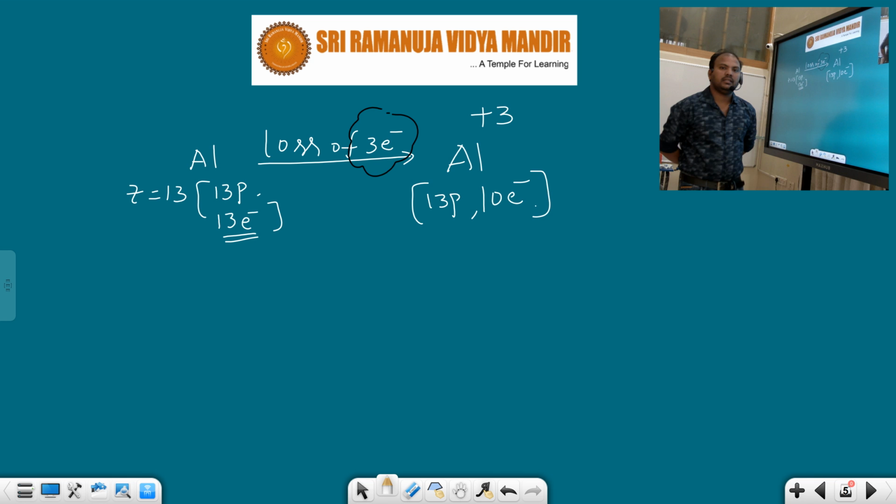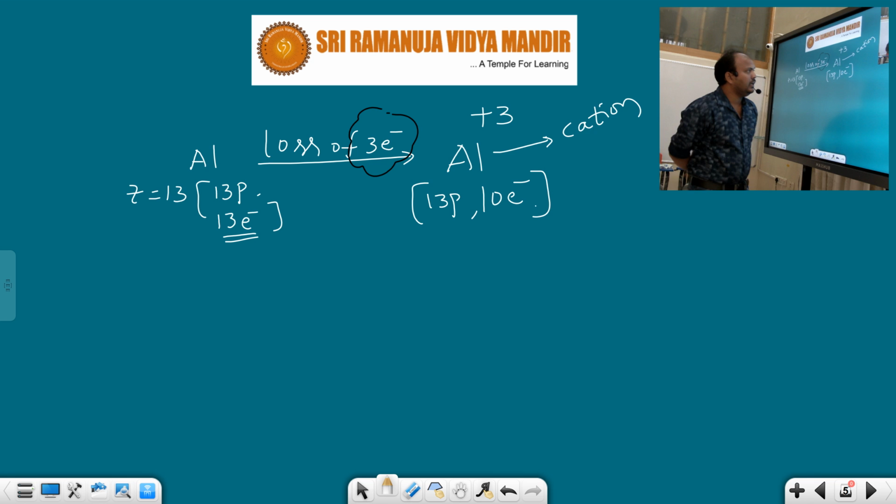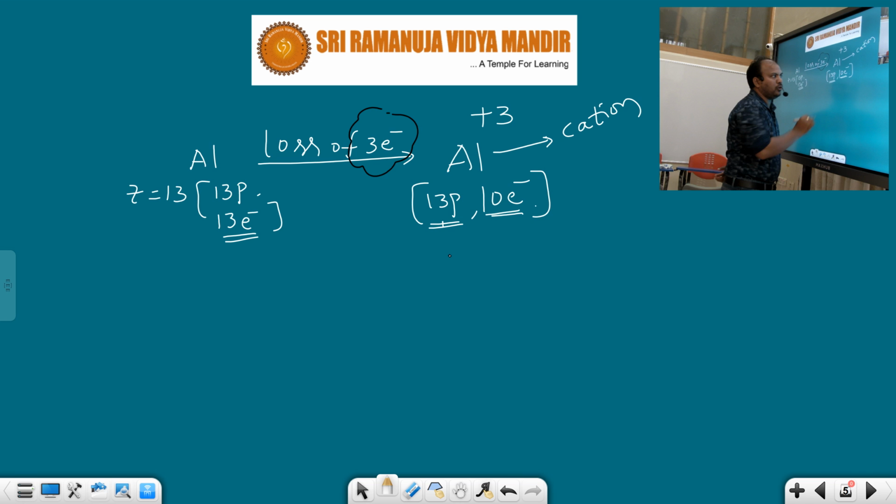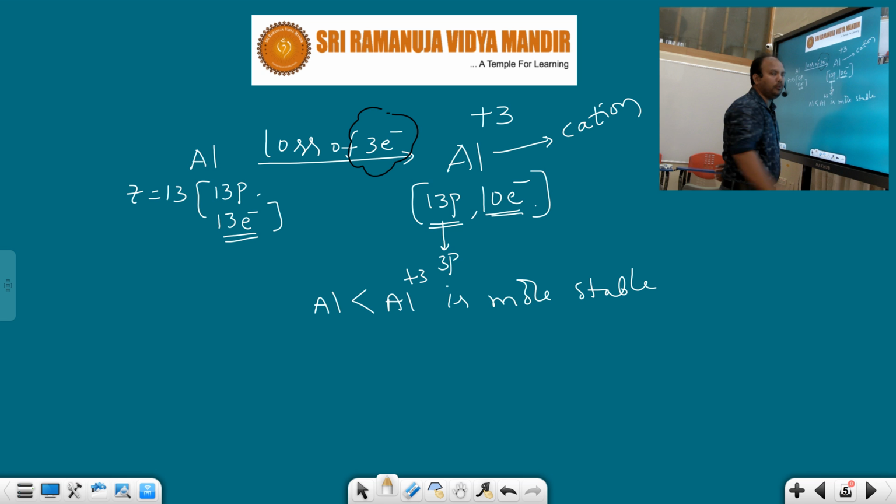So aluminum plus 3 ion, this is the cation, a positive charge will be there. So Al3+ cation. Here, comparing electron number and proton number, how much is more? 3 protons are in excess. Protons are positive charge, 3 extra protons, that's why I put plus 3 on the atom. Why can aluminum be converted into Al3+? Because compared with aluminum, Al3+ is more stable. So for stability, aluminum loses 3 electrons to form the Al3+ cation.